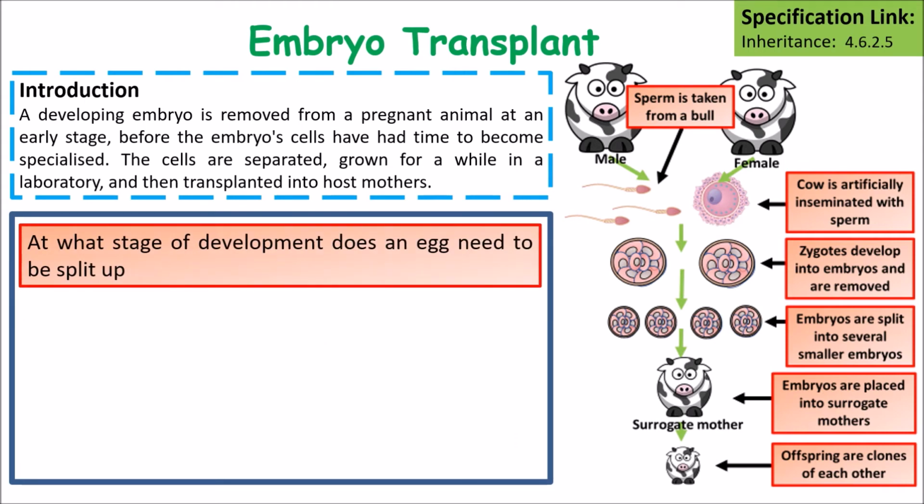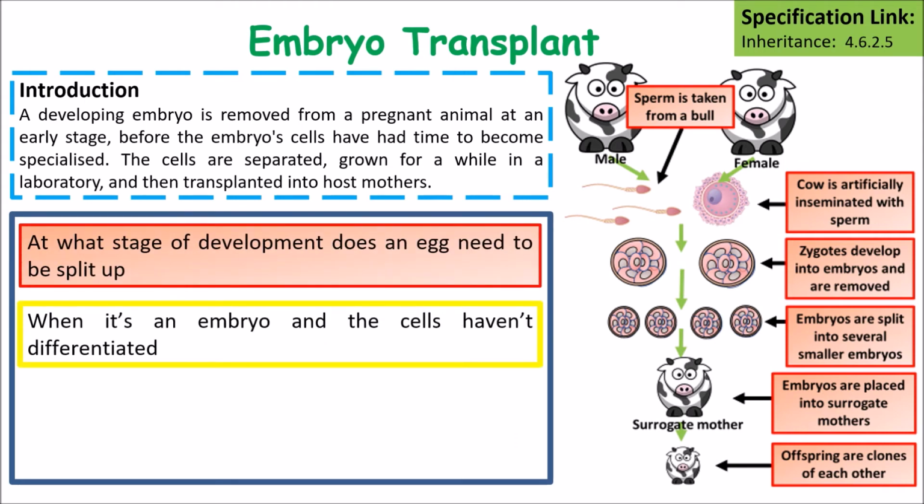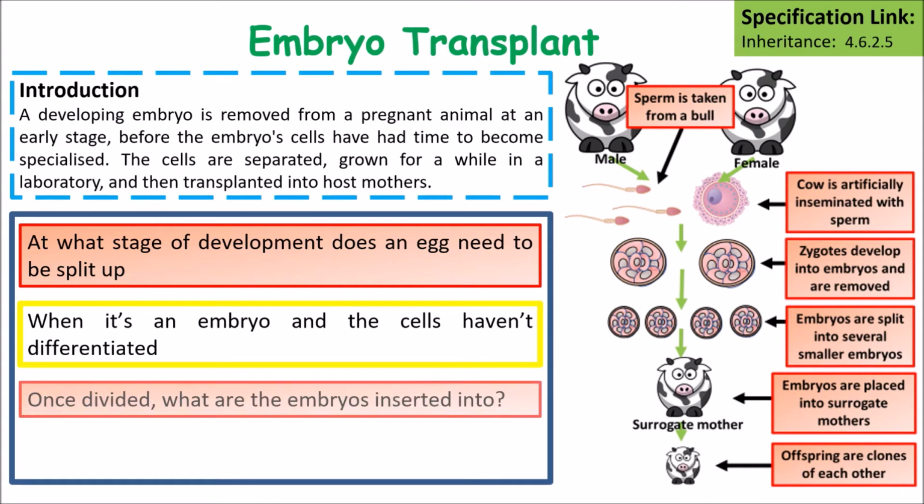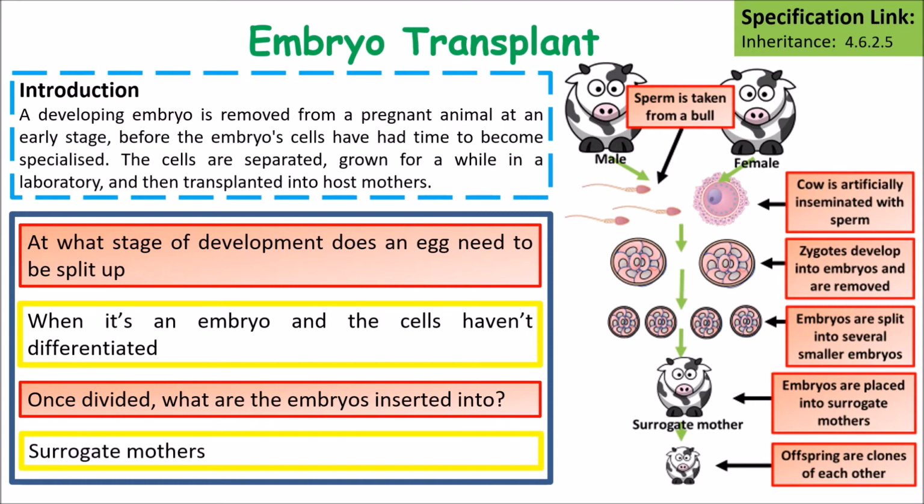If we're looking at what stage of development the egg needs to be split up, it's early on, when it's an embryo and the cells haven't differentiated. Once divided, the embryo is inserted into surrogate mothers.